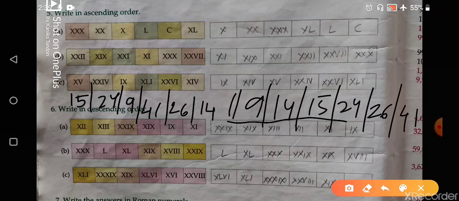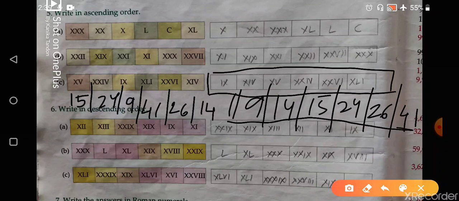And according to this you can write the Roman numbers here in the answer box from looking here. If you understand what I am trying to tell you here, it will become very easy for you to write the ascending and descending. You can do the same in descending order, but in descending order you have to write the greater number at number 1 and the smallest number at the last.